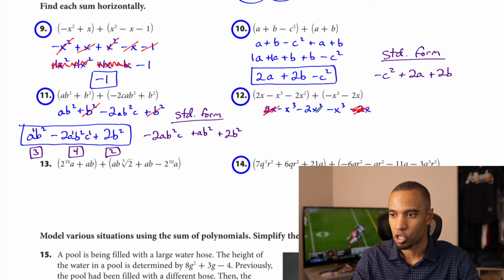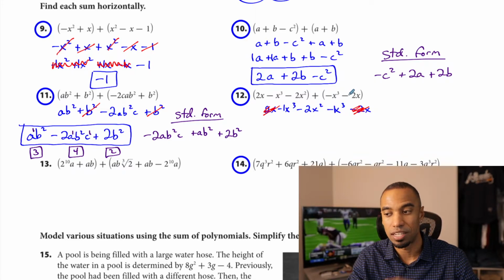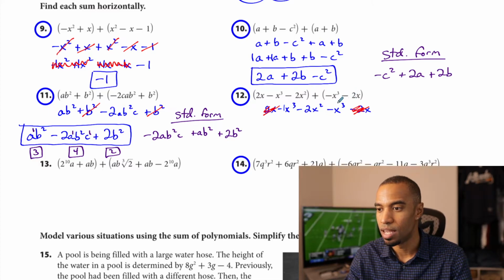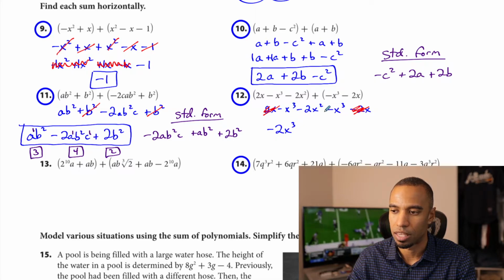Now the negative x cubed. What can combine with that? This negative x cubed here. That's negative 1x cubed minus 1x cubed. That is not 0. Those don't cancel. That's negative 2x cubed. So that becomes negative 2x cubed right there when those two combine.